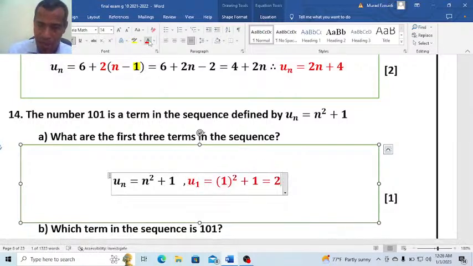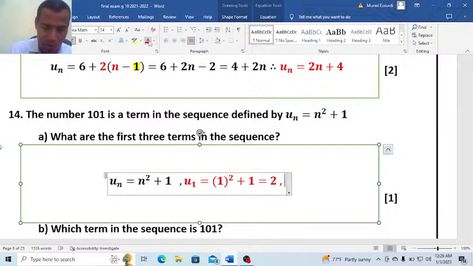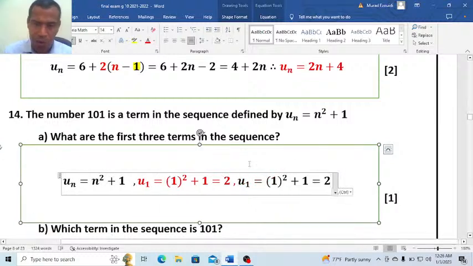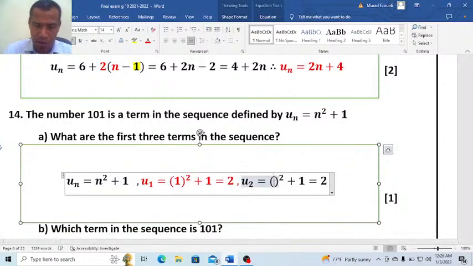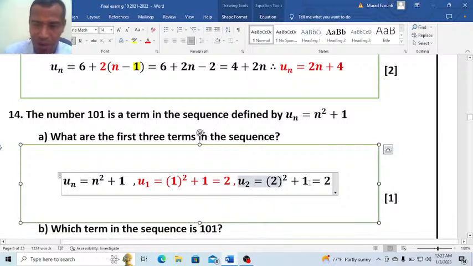Now let's say, for U2, I will replace n with 2. I'll just write here 2. It will be 2 squared. 2 squared, learners, is 4. 4 plus 1 is 5.